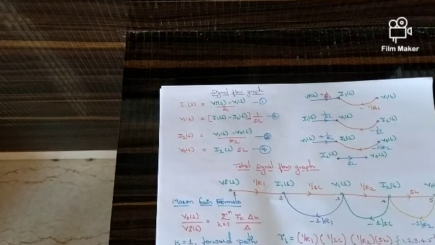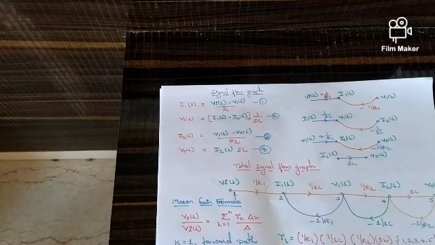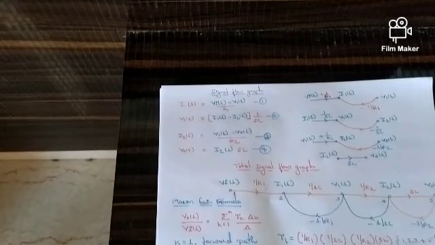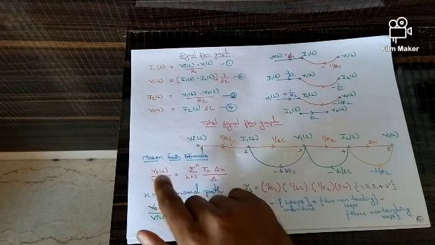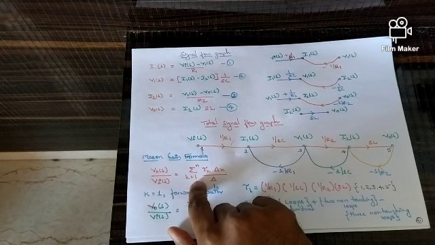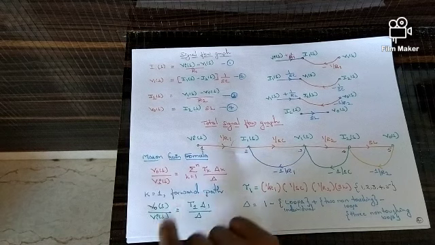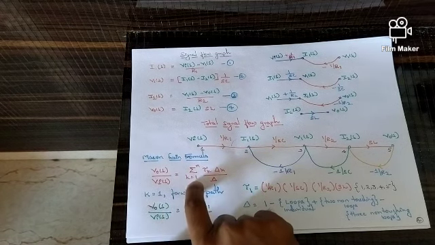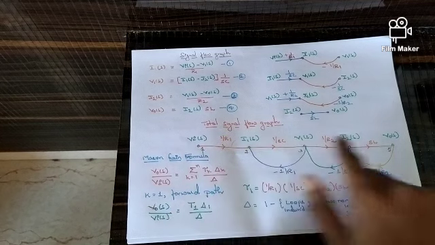Now what is the advantage of Mason gain? Mason gain has given a formula. If we apply these rules to the system, we get the transfer function. So the formula given is the transfer function, that is V0 of s divided by V of s, is equal to summation k is equal to 1 to n of Tk delta k divided by delta. Here k is nothing but the forward paths. Forward path is nothing but the movement from input to the output.